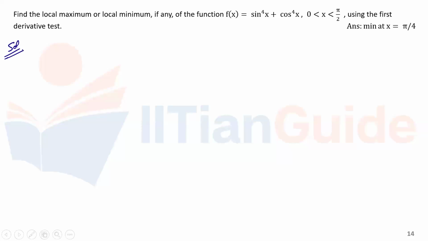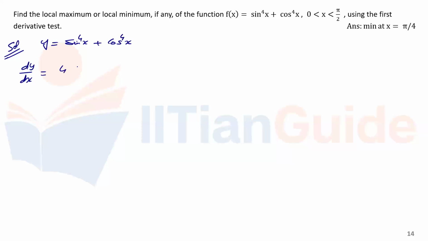We have the question sin power 4x plus cos power 4x. I'm writing y, that is sin power 4x plus cos power 4x. However, this question we can solve with trigonometry easily. That is short also. I will tell you later on, but I will do it with calculus. I will calculate dy by dx first.